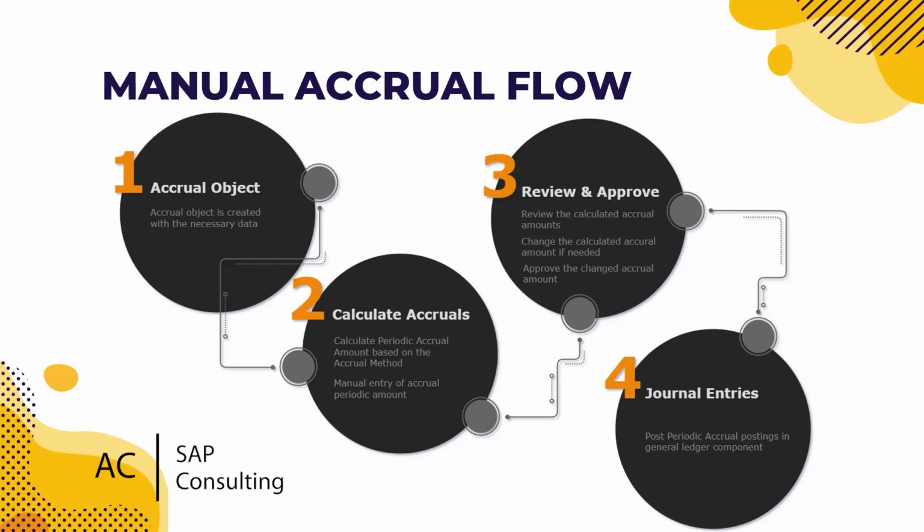So once the review and the approval process is completed, the fourth step, or the final step, is posting of the journal entries. Whatever accrual amount is calculated or edited manually in the accrual object, at the end of the particular month by running the periodic accrual transaction, these accrual amounts are posted to the accrual accounts. And in the next month, when this periodic accrual transaction is executed, the accrual values that were posted in the previous month are reversed and the accrual amounts are posted again for that particular month.